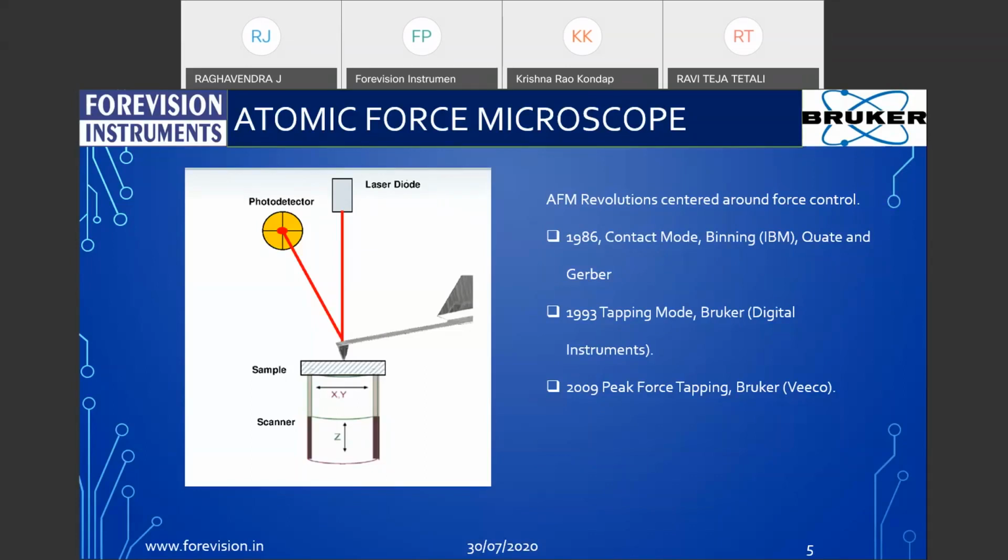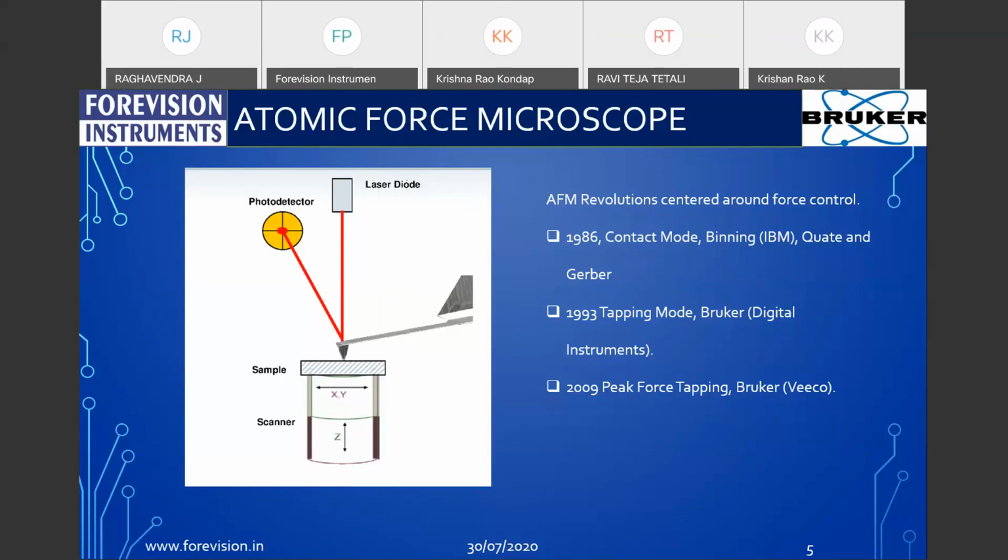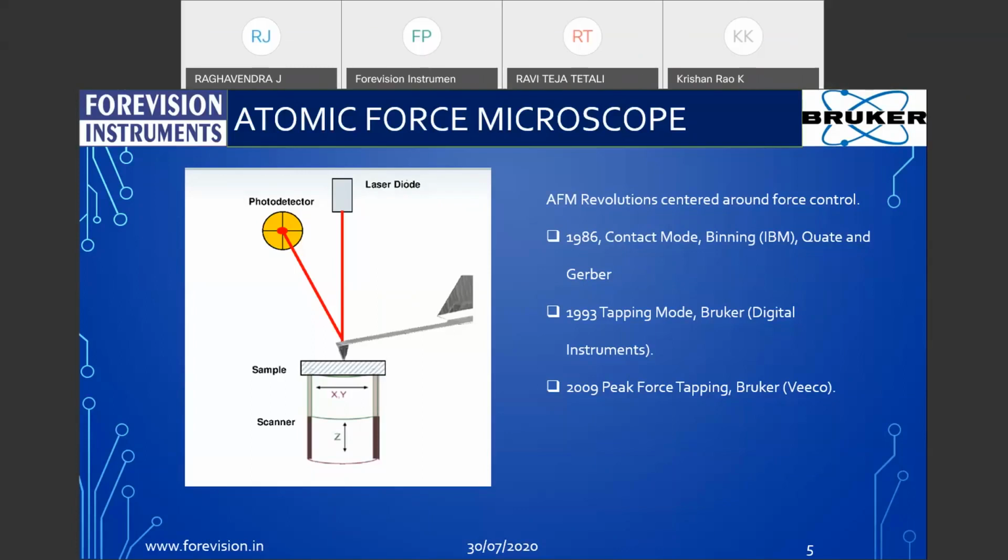Initially, in 1986, Binnig et al. invented contact mode, which is the basic mode, and it has some problems for some samples. So people were looking for alternatives, and then Bruker, which was called Digital Instruments at that time, invented tapping mode in 1993. Tapping mode also has some limitations, and then Bruker came up with a new mode called PeakForce Tapping in 2009. Bruker is still developing a lot of techniques. This is not the end of the new inventions, but we are talking about the modes, which is why I keep only these three modes.